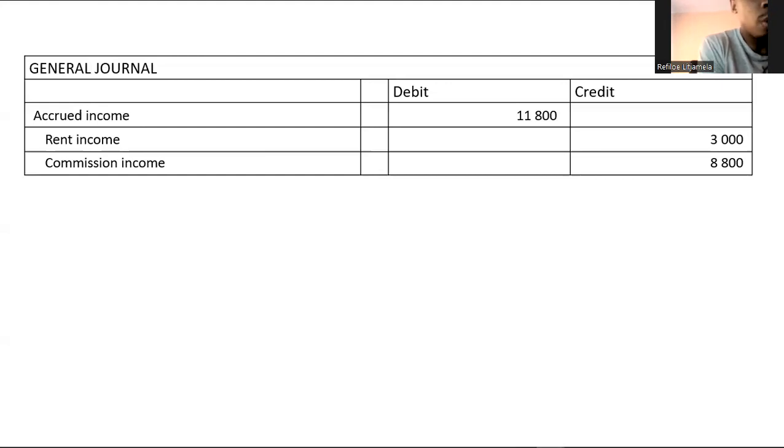So for us to record this accrued income, you can record it as accrued income, or you can simply record it as income receivable, which is simply a current asset. It is a receivable. It's income that we have earned, but we have not yet received it. I repeat, it is income that we have earned, but we have not yet received it. So it is still owed to us. So to get that 11,800, it is simply the 3,000 that comes from rent plus the 8,800, which is for commission income. So in total, our accrued income or income receivable will be 11,800.